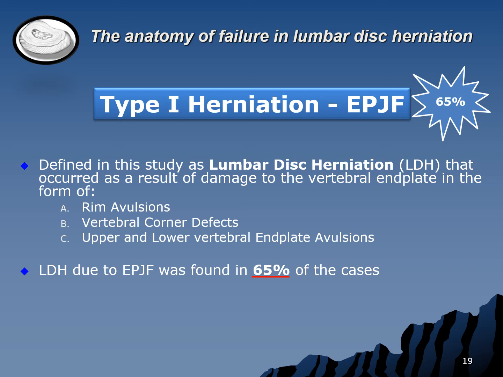So defined in this study as lumbar disc herniation that occurred as a result of damage to the vertebral end plate, not damage to the annulus. We'll show you a picture of it and you'll see exactly what I'm talking about. And there were three varieties of that: rim avulsions, vertebral corner defects, and upper and lower vertebral end plate avulsions. Again, found in 65% of the cases.